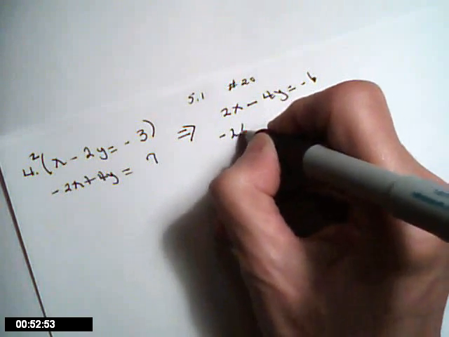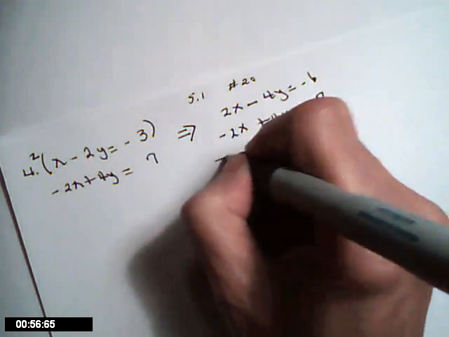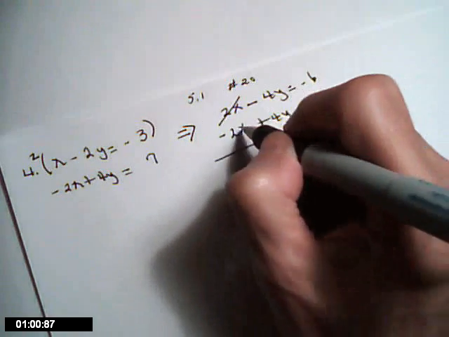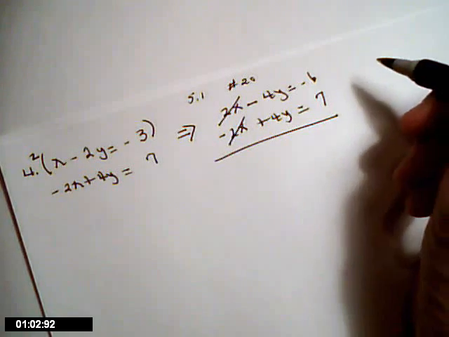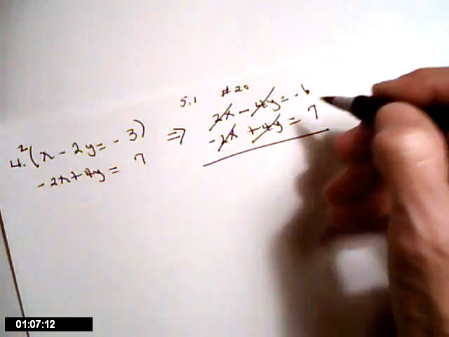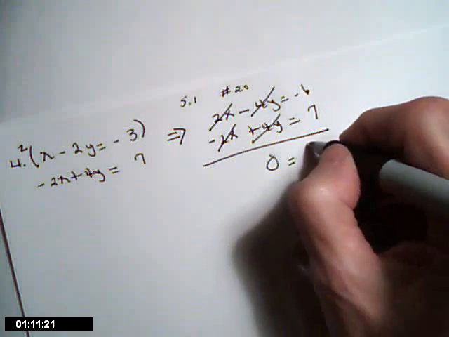And I'm just bringing over the second equation. Now remember, my original decision was to eliminate the x, and I did. 2x minus 2x. But look what happened. I also eliminated the y. 4y minus 4y. So I have a 0 left on the left-hand side. And 7 minus 6 is 1.